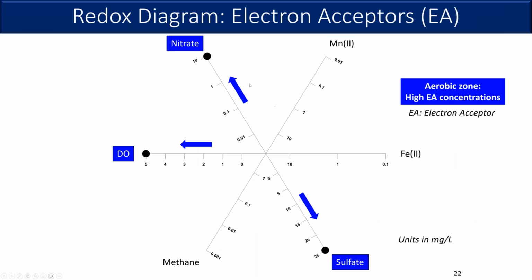But most radial diagrams for redox conditions will have dissolved oxygen, nitrate, manganese, iron, sulfate, methane. The ones shown in blue, those are the electron acceptors. And in aerobic groundwater, electron acceptors are high in concentration. So the arrows show that the electron acceptor axes increase as you move away from the origin of this radial diagram. They all increase as you move away from the origin.